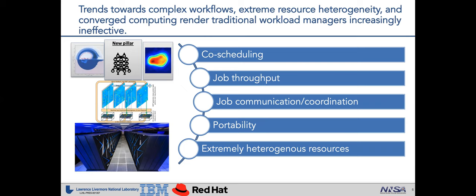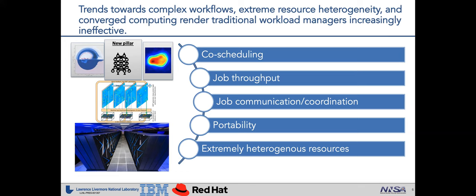There are significant trends toward complex workflows, extreme resource heterogeneity, and converged computing, which are currently rendering traditional workload managers increasingly ineffective. There are five challenges regarding this. The first is the co-scheduling challenge, where complex workflows require component coupling and co-scheduling of different types of hardware, such as CPUs and GPUs, for example. The second is the throughput challenge, where uncertainty quantification, for example, or other ensemble-based techniques can submit tens of thousands of short-running jobs, which can overwhelm traditional HPC RGMS.